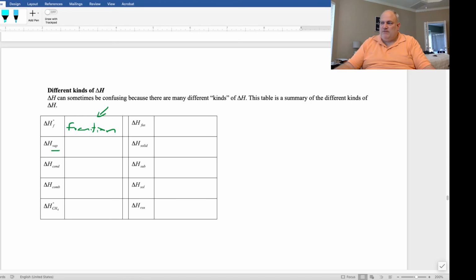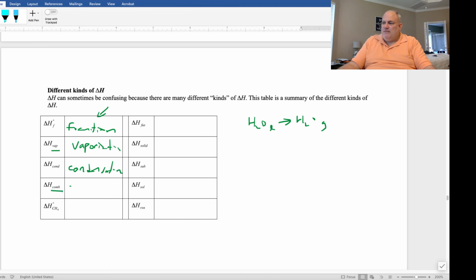Now this enthalpy of vaporization, this is vaporization. That's whenever you turn from a liquid to a gas. So if you had something like H2O liquid, and you went to H2O as a gas, that's vaporization. Condensation, I don't even know if it's worth me writing these in here because my handwriting is so bad, but condensation is going the opposite way, going from a gas to a liquid.